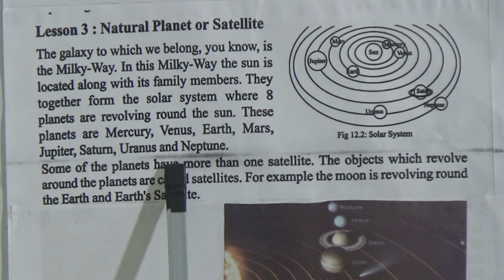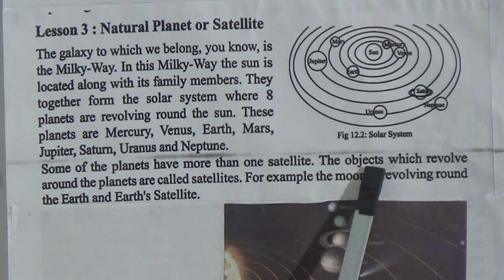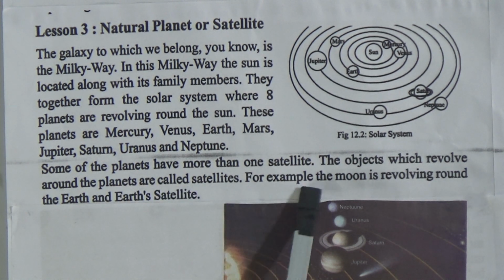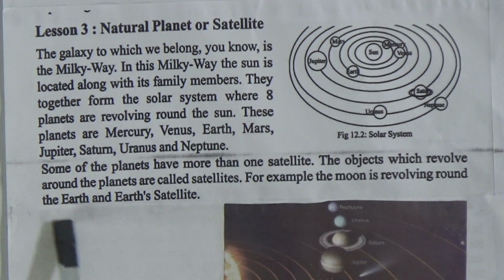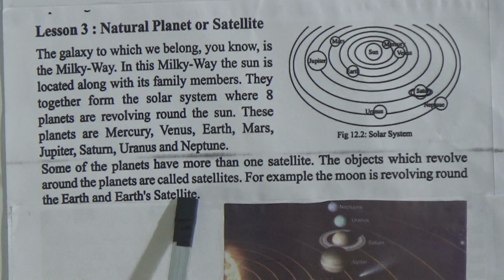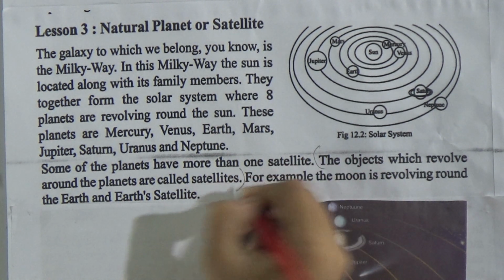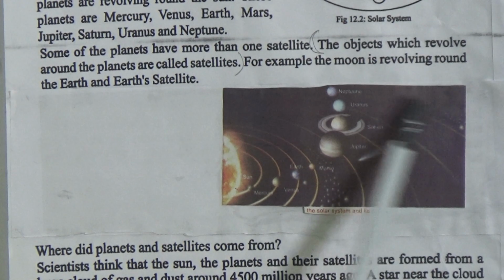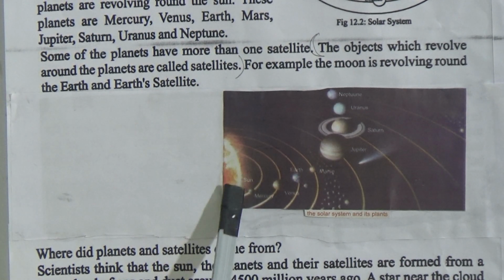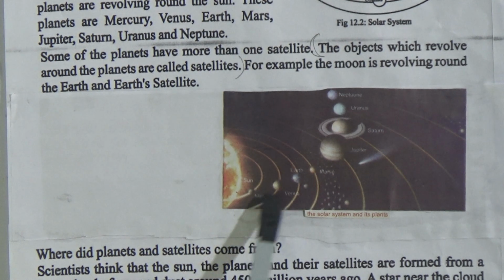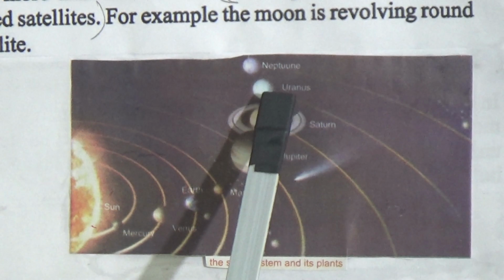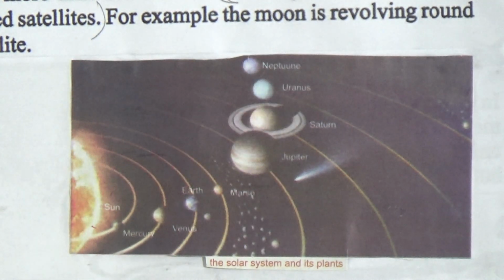Some of the planets have more than one satellite. The objects which revolve around the planets are called satellites. For example, the moon is revolving around the Earth and is Earth's satellite. Dear students, look, this is the definition of satellites. Underline this portion, you have to learn this. Now look at the picture of the solar system. This is the side picture of the solar system. This is the Sun. First planet is Mercury, then Venus, Earth, Mars, Jupiter, Saturn, Uranus and the last one is Neptune.